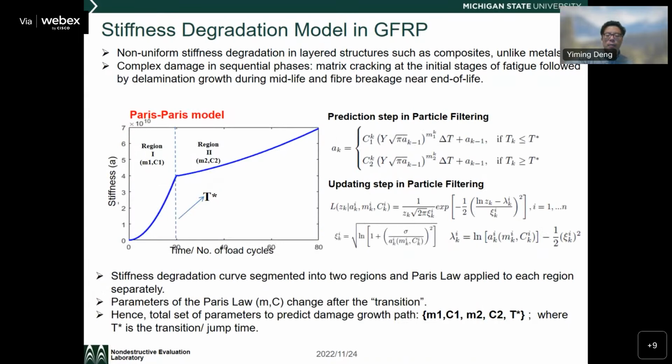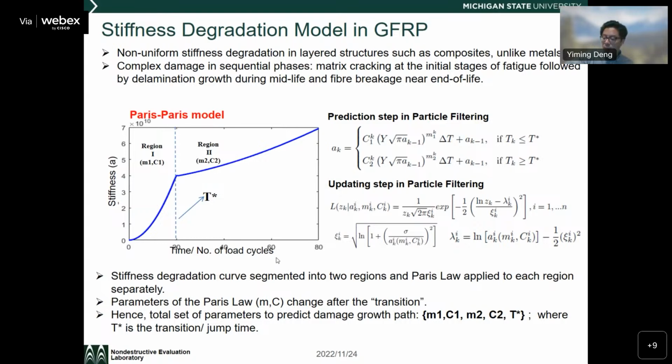Before we validate our multisensory NDE and monitoring of damage growth, we have to come up with a damage model. Previously, we didn't have a damage model for composites, or there were a very limited number of composite damage models, I would say. Based on the data we got, we realized that for this type of composite and the delamination growth over fatigue cycles, it follows a model we call the Paris model.